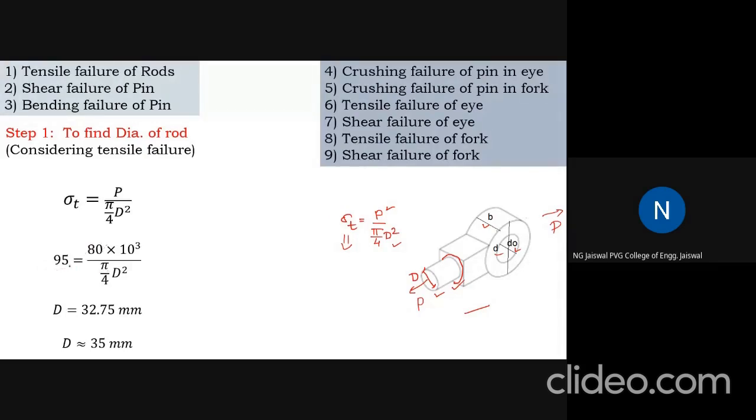Equal to, you also take care of the units consistency. This is in Newton per mm square. This is in Newton, I mean entire thing in Newton. So that's why D must be in mm then. So accordingly, D comes out to be 32.75 mm.